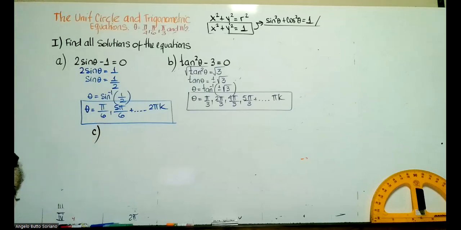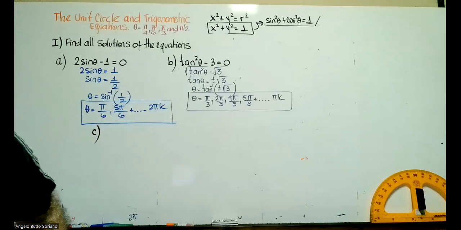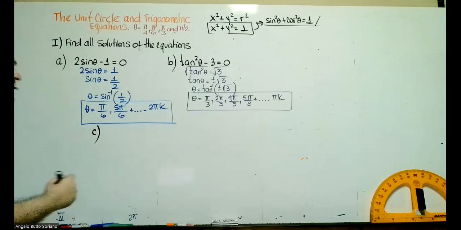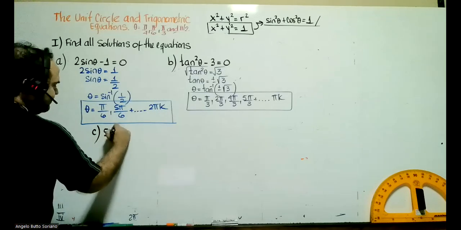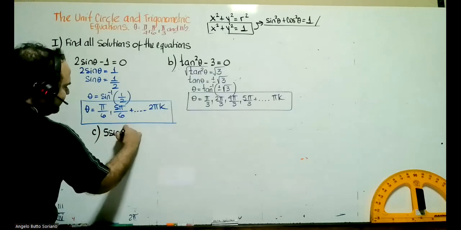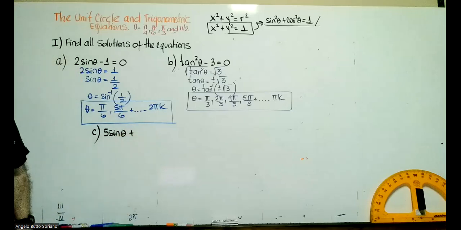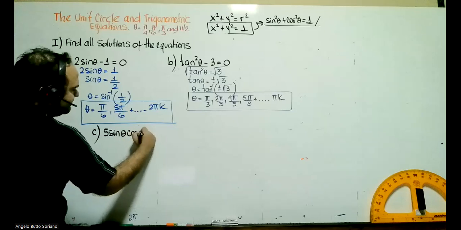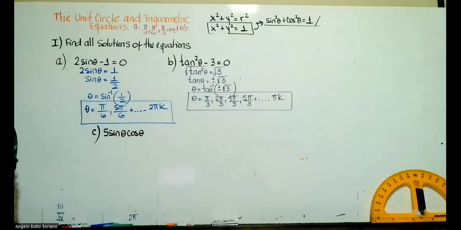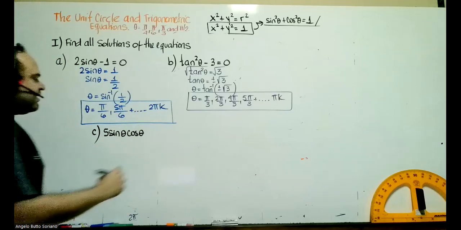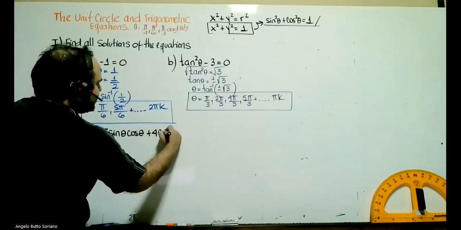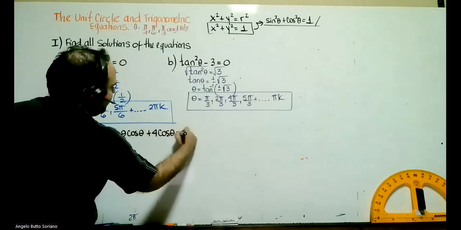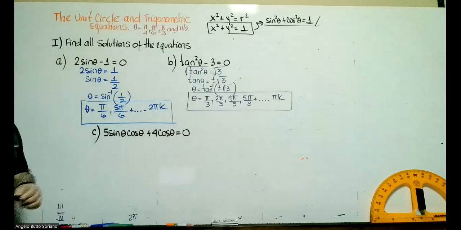In the letter C, we have this trigonometric equation: 5 sine theta times cosine theta plus 4 cosine theta equals 0.